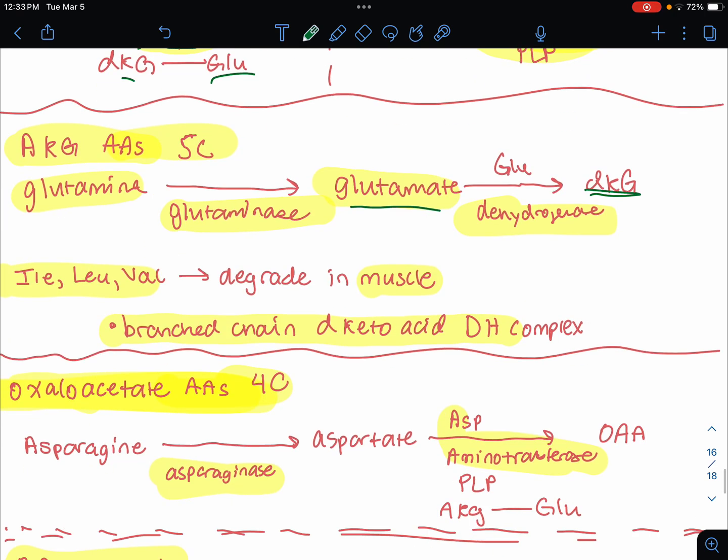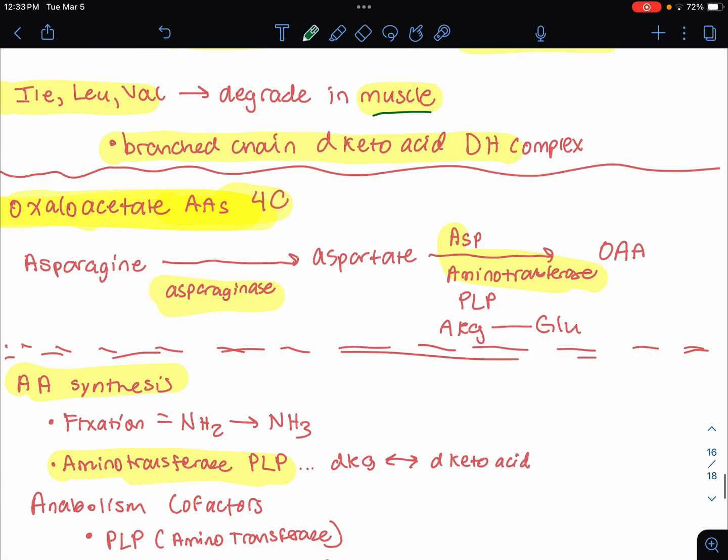Also, in the same respect, isoleucine, leucine, and valine are going to degrade in the muscle. These are the branched-chain alpha-keto acid dehydrogenase complex amino acids. So that's just another category.